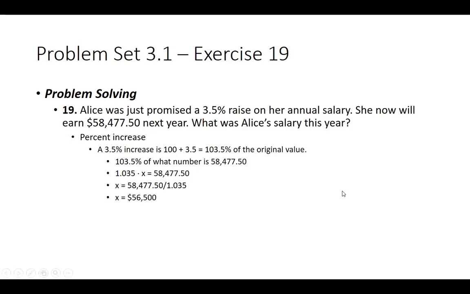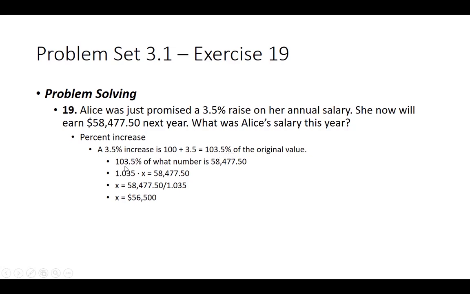Number 19. Alice was just promised a 3.5% raise on her annual salary. She now will earn $58,477.50 next year. What was Alice's salary this year? So again, we're looking for the original value before a raise. We know what the future value is, $58,477.50. This is a percent increase problem. The 3.5% raise would add 3.5 to the 100, or 103.5% of the original value.